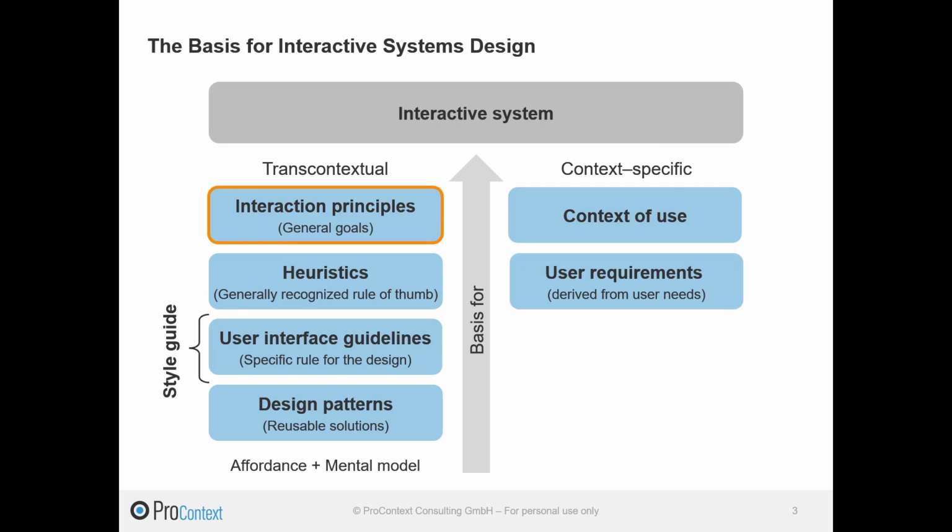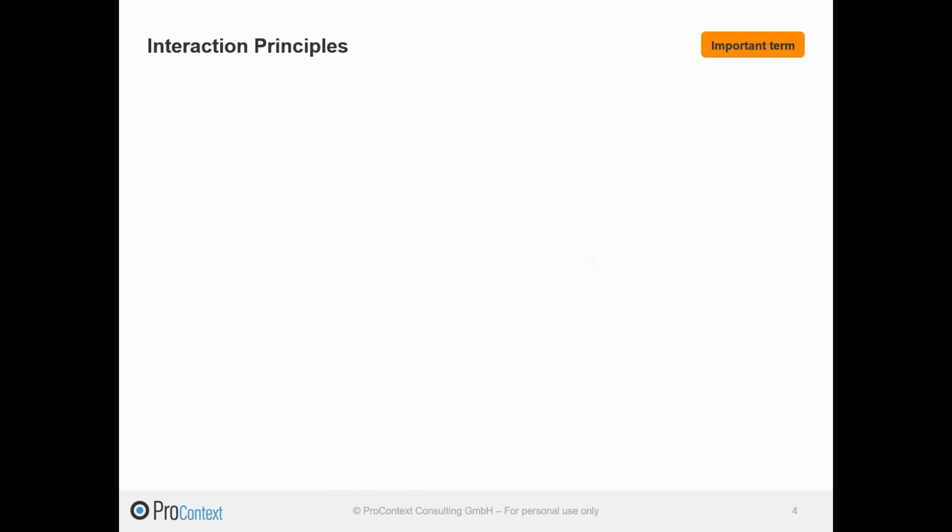This was the overview diagram in the introduction to what we use as a basis for designing solutions for interactive systems. And now we're going to cover interaction principles. Let's start off by first defining what exactly an interaction principle is. It's a general goal for the design of useful and usable user-system interactions.